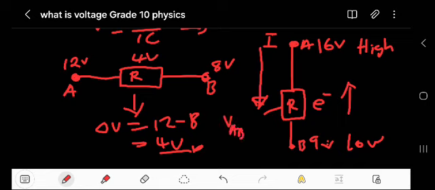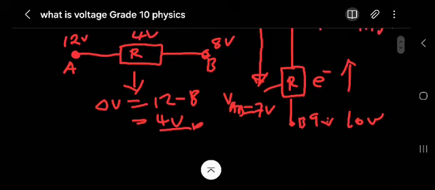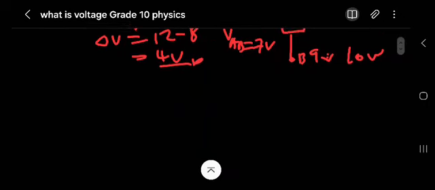Voltage at R will simply equal 16 subtract 9, which is simply 7 volts across that, right? That is what you're supposed to know. So yeah, this is what you're supposed to know.